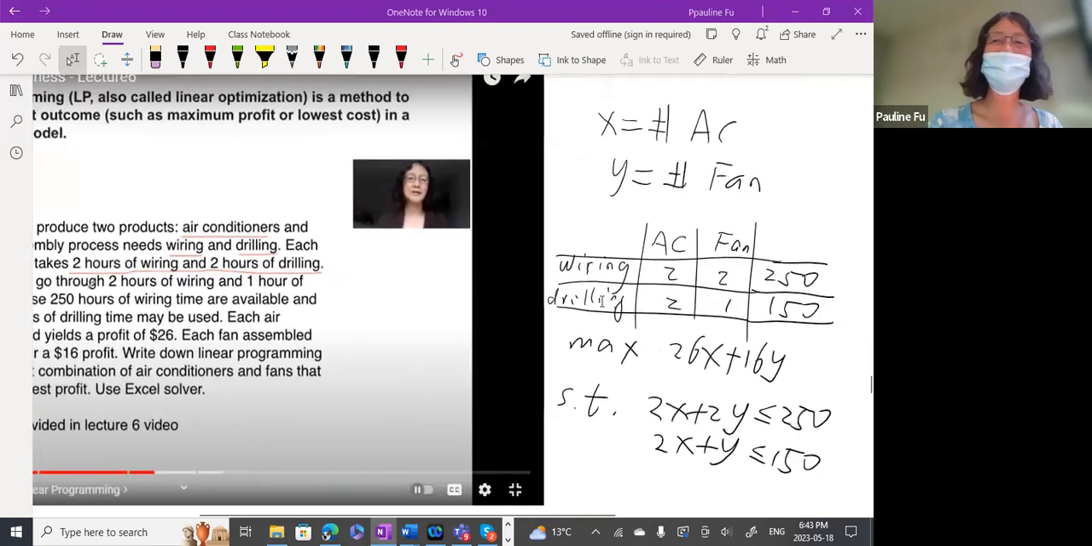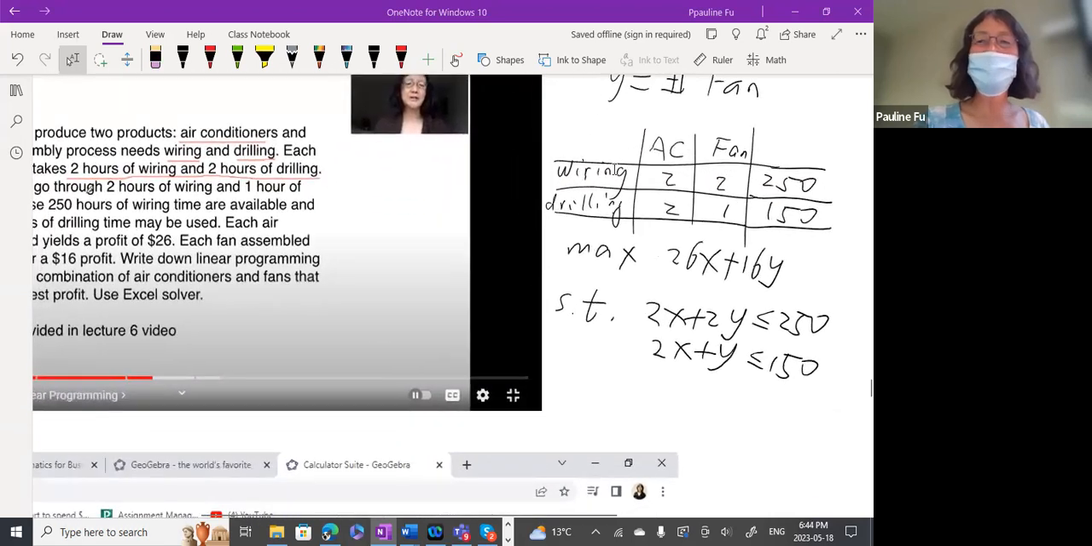So I will use X to represent the number of air conditioners to produce. How many do we produce? Produce 10 or 20 or 25, produce X. And how many fans will we produce? Y. So X represents the number of air conditioners produced. Y represents the number of fans produced.